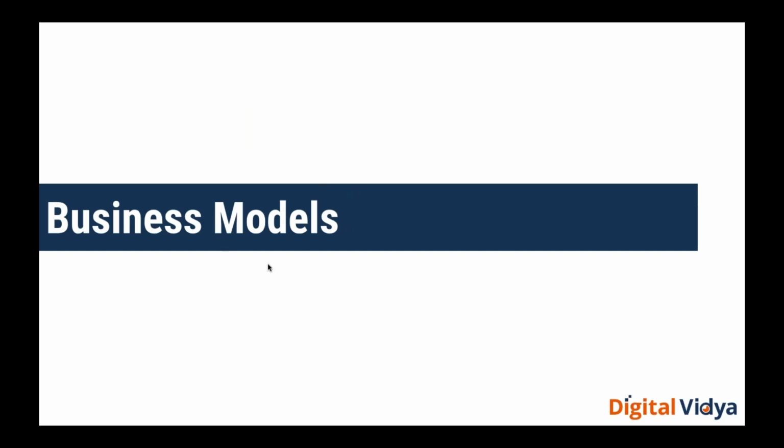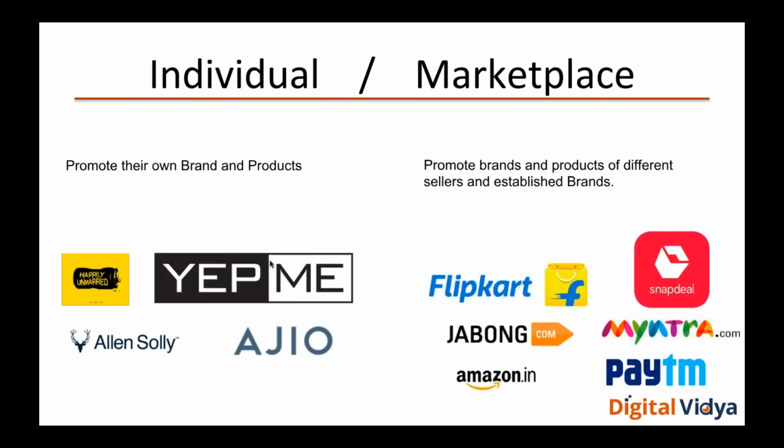First, I would like to talk about the business models. The first level of differentiation I would like to make is individual versus marketplace. When I say individual, those are stores, for example Happily Unmarried, Yapme, Allen Solly, Agio, and some other stores. Individual stores are the stores or brands that sell their own product on their own website or store. So if you're starting a website, you are selling your own branded products. That's called an individual store where you promote your own business, your own brands.